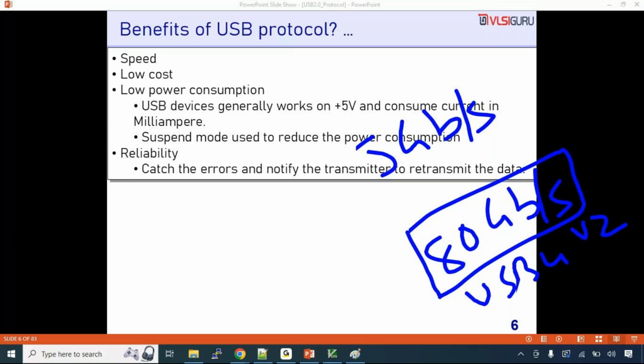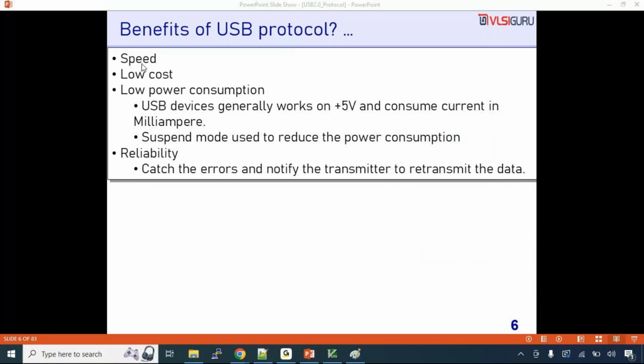You can imagine what 80 gigabits per second is. Just keep a movie file for download, and it should download in less than a second. That's what we are talking about. That kind of speed you can achieve with USB, and the cost is low, right? You have seen pen drives these days come in hundreds of rupees only. That is because of the low cost of implementation of USB and low power consumption.